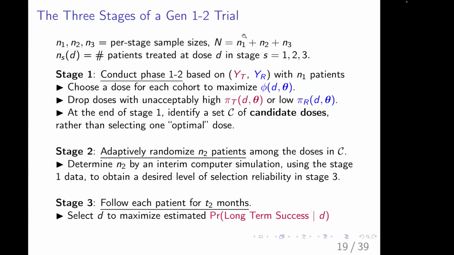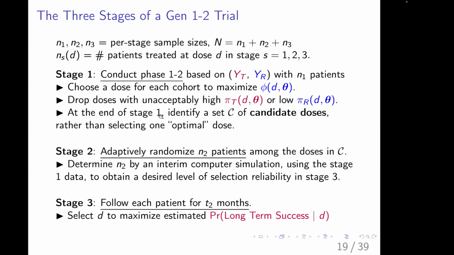So here are the 3 stages of the design. Let's let lowercase n1, n2, and n3 be the per stage sample sizes. So when you add them up, you get the total sample size. And then let's break it down further. N sub s of d is the number of patients treated at d in stage s, 1, 2, 3. So for stage 1, you just conduct a phase 1-2 trial with n1 patients, choose a dose for each cohort to maximize phi as you do, and drop doses that are too toxic or inefficacious. So everything so far is just a phase 1-2 trial.